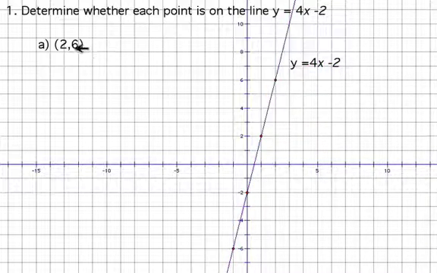Now, what I want you to take note of is we wanted to know if (2, 6) was on the line. And if we go to the coordinate (2, 6), you'll note that this is the point that lies right on the line, which we determined algebraically before. So the point (2, 6) does lie on the line y equals 4x minus 2.